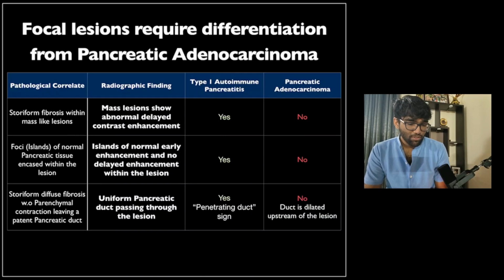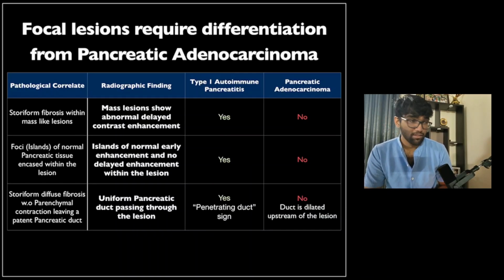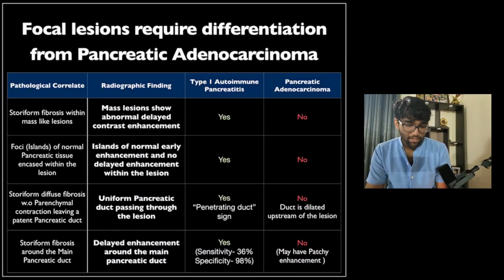Storiform diffuse fibrosis without parenchymal contraction is again a characteristic of autoimmune pancreatitis, as in there is fibrosis but there is no volume contraction. So as a result, the pancreatic duct, as it passes through the lesion, doesn't really get dilated, it doesn't get distorted, nothing happens. So that results in something known as the penetrating duct sign. A malignancy naturally would infiltrate the duct or compress the duct due to mass effect, and that causes a duct cutoff sign. And finally, you can get storiform fibrosis around the duct itself, resulting in an enhancement of the duct.